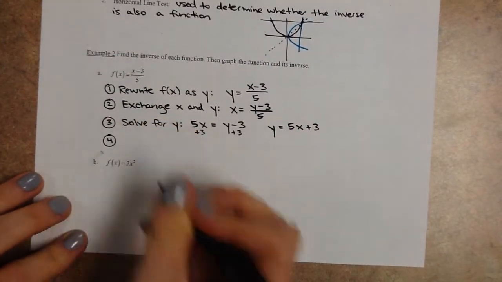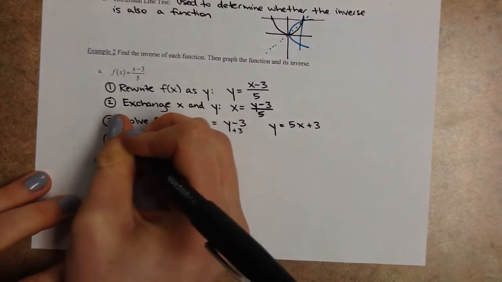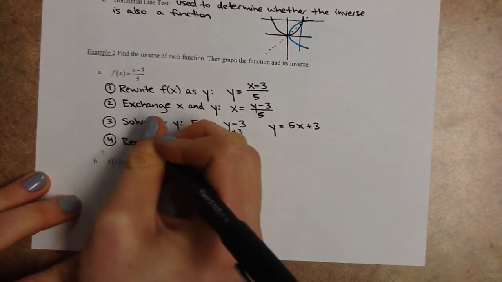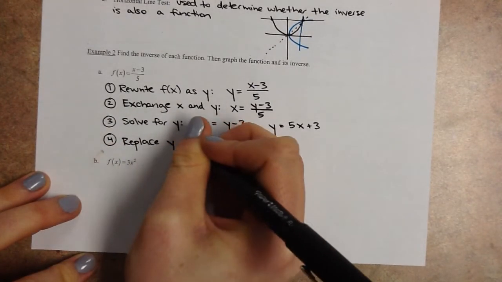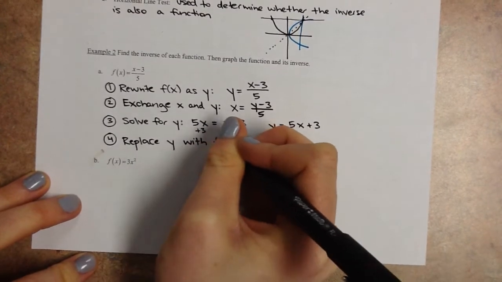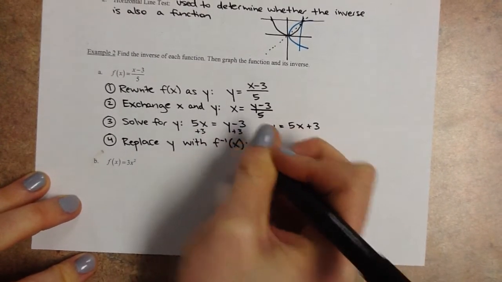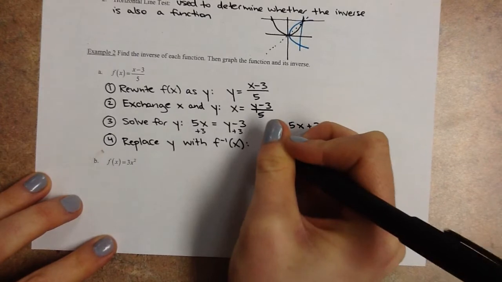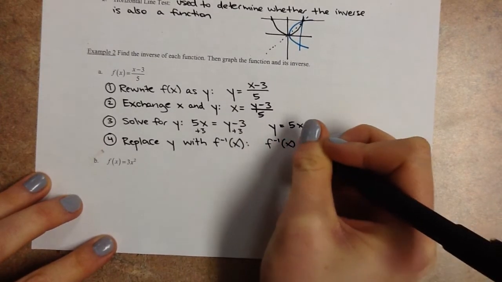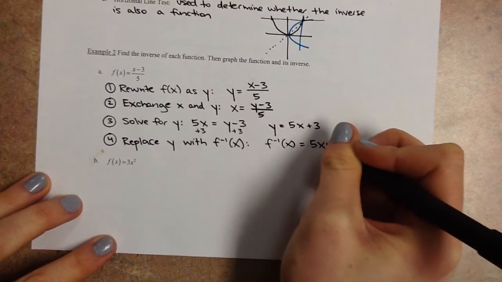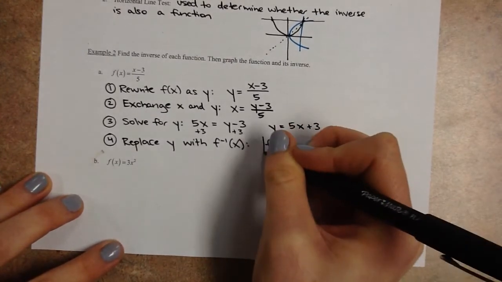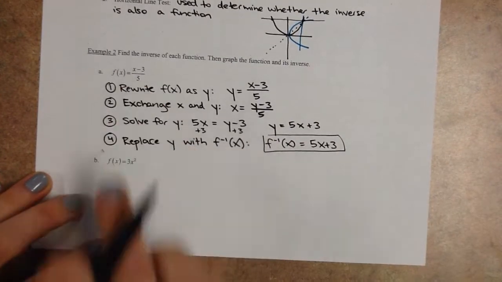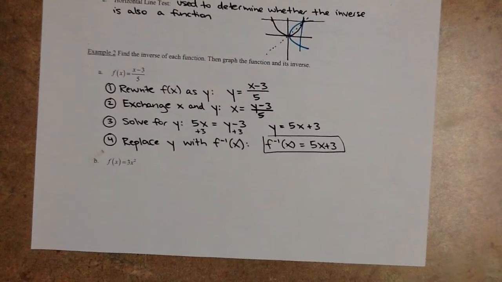Final step, and we are just about there, replace y with f inverse of x. So now we write that as the inverse function. So instead of y, we're going to write f inverse of x equals 5x plus 3. So what that means is that my original function was x minus 3 over 5. My new function is 5x plus 3. So rather than graphing this by hand, what we're going to do is graph it on a calculator.